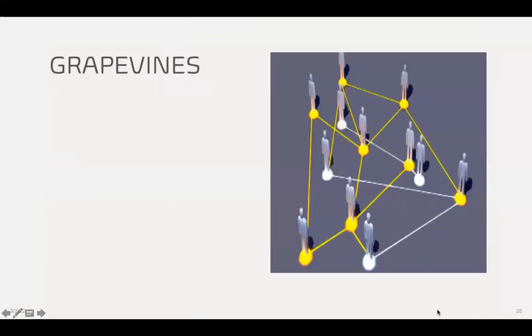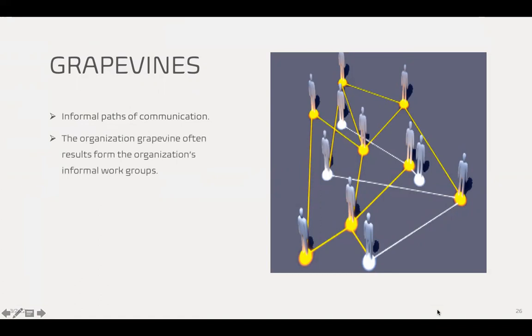My next topic is all about grapevines. Many informal paths of communication also exist in organizations. These informal channels are generally referred to as grapevines. The organization grapevine often results from the organization's informal work groups.